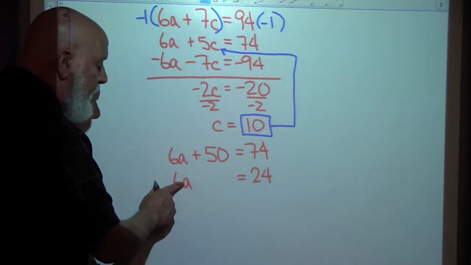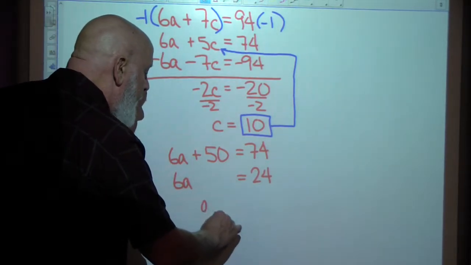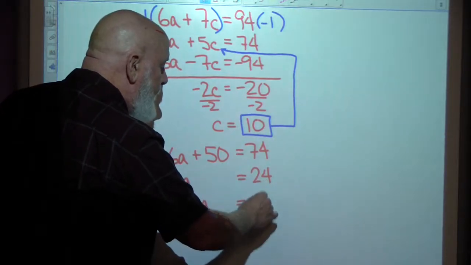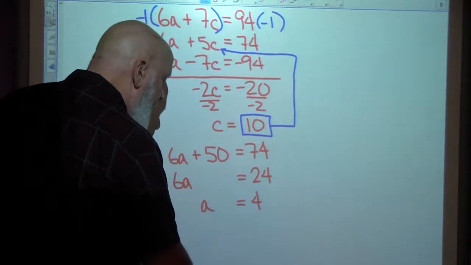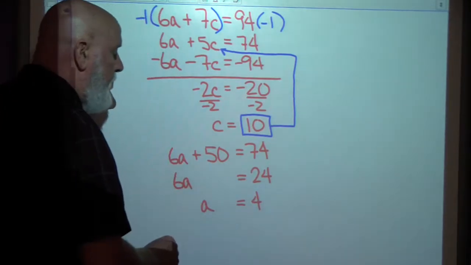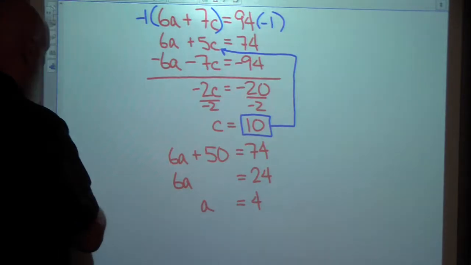I want to get rid of a multiplied 6, so I'm going to divide both sides by 6. If I divide 6A by 6, I get A. If I divide 24 by 6, I get 4. So that is, unless I've made a mistake, the cost of an adult ticket. Okay? Now I'm going to plug this in.